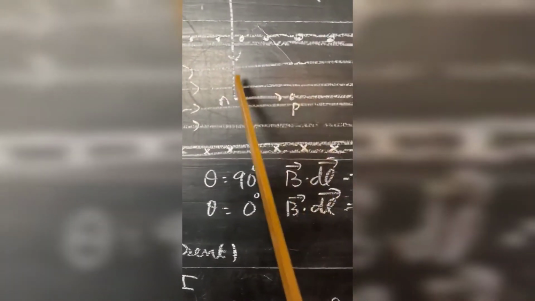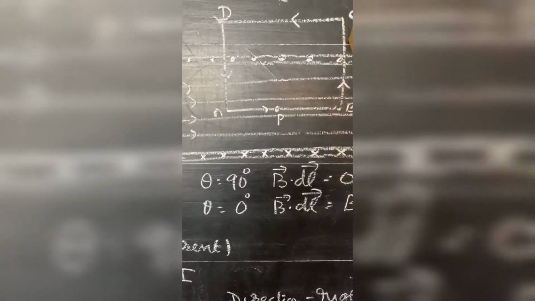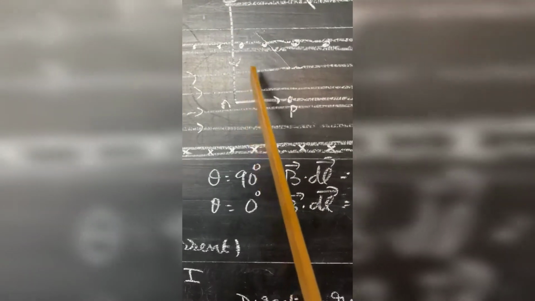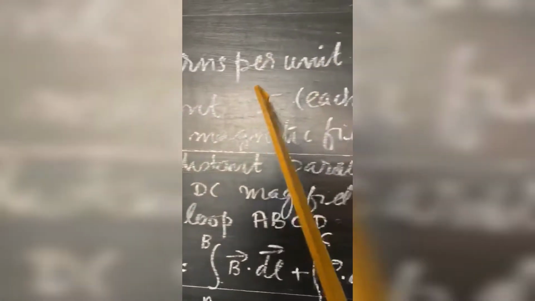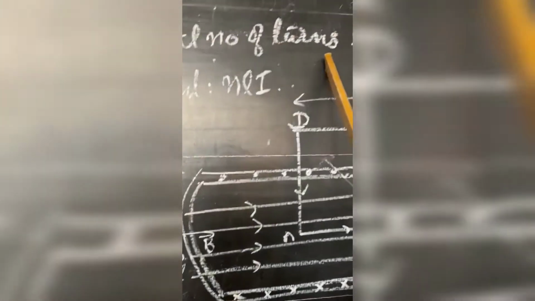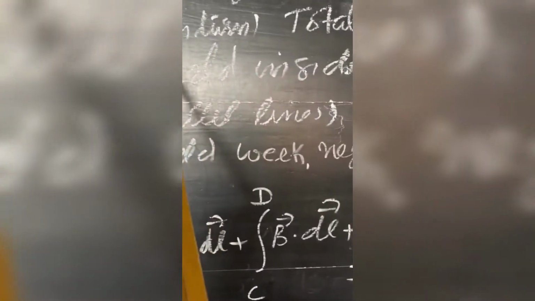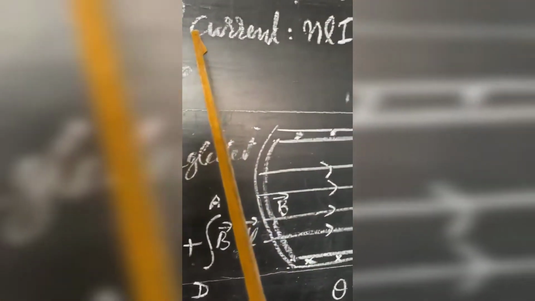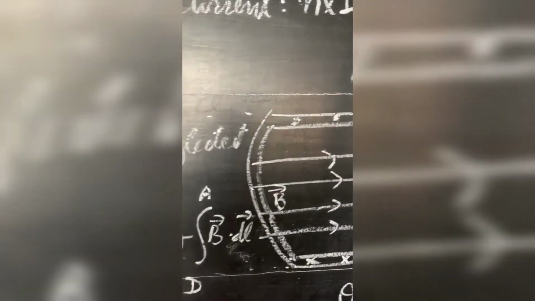Now what are you doing? You are taking a closed loop, A, B, C, D. So what is our concept? I am taking the number of turns per unit length as n. So the total number of turns in length L will be nL. The current through each turn is I. So what will be the total current? Current into number of turns. So nLI is the total current.